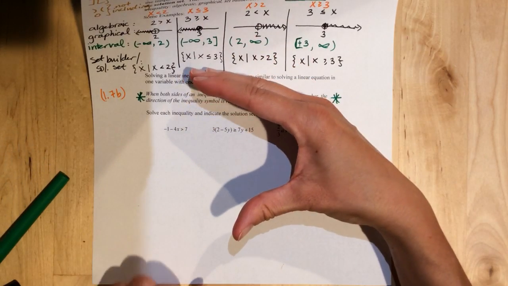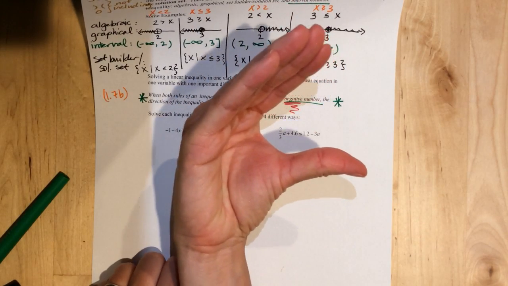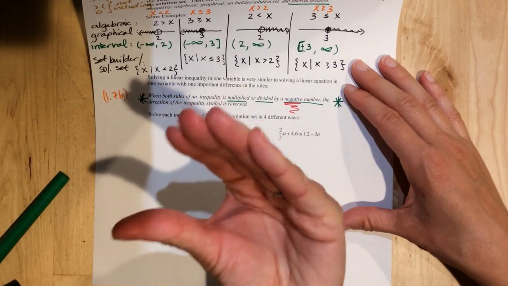So greater than becomes less than, right? You have to flip the inequality.